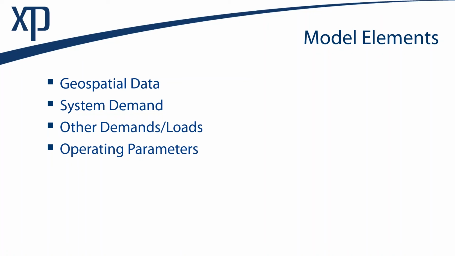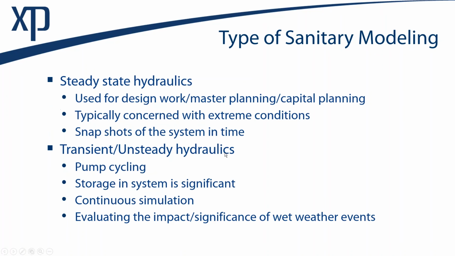Then there are the other demands and loads that are placed on the system, and these can come from groundwater infiltration, dry weather infiltration, and wet weather events that cause additional infiltration. Then there are the operating parameters for the system, so the set points for the pumps and things like that. Those are all the elements that go into a model.